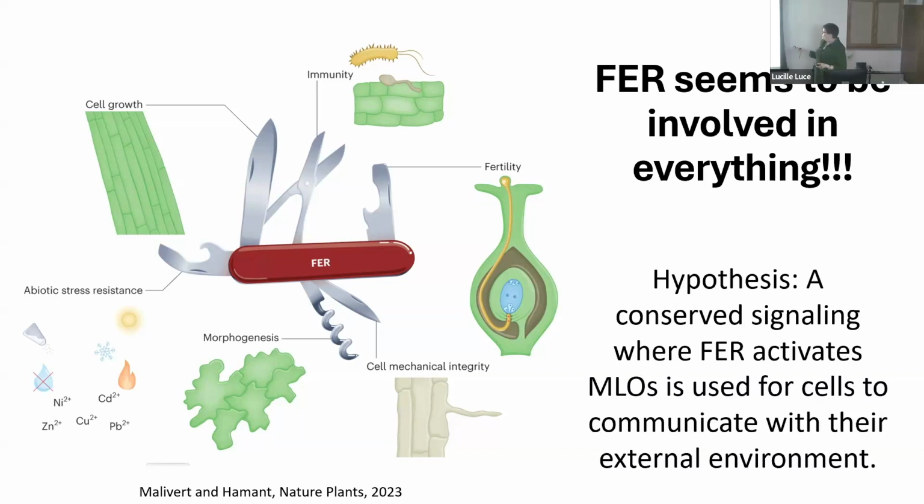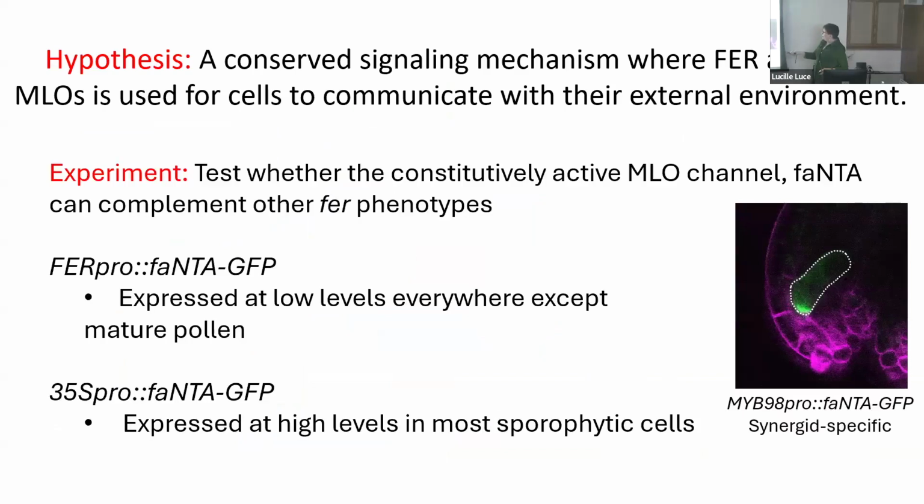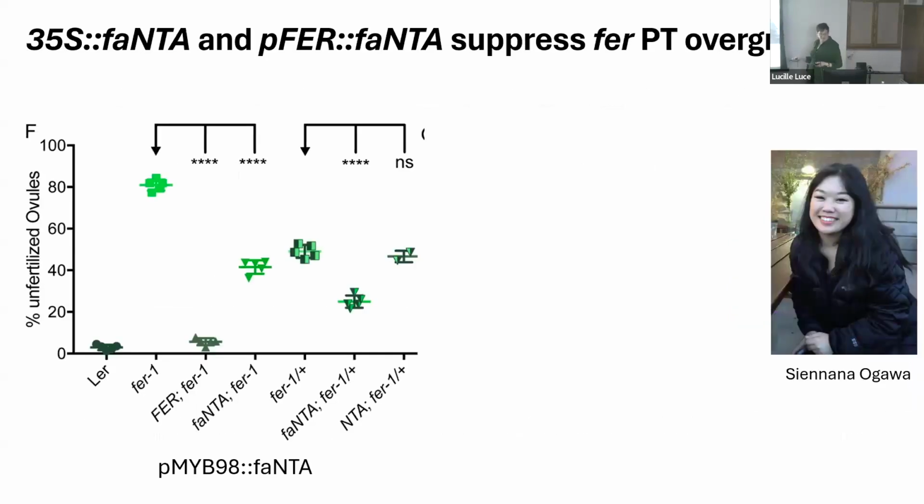And so we made a hypothesis that maybe there was a conserved signaling module where Feronia activates an MLO downstream, and this helps cells to communicate with their external environments. So what we did is we took our FA Nordia GFP, which is a gain of function channel, and we expressed it this time with the Feronia promoter, so it would be expressed everywhere where Feronia would be expressed, and also with the 35S strong promoter that would be active in sporophytic cells. And then we tested what phenotypes of Feronia could we complement with FA Nordia.